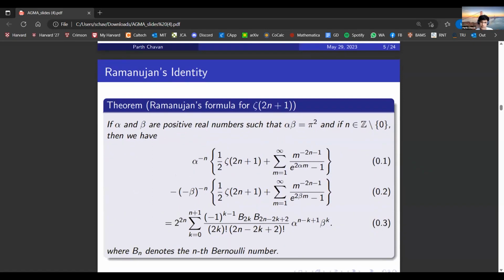We now state Ramanujan's identity for zeta of 2n plus 1, which is: for alpha and beta any positive real numbers which satisfy alpha beta equals pi squared, and n any non-negative integer, this identity holds. Notice that this Lambert series converges very rapidly, and thus this identity allows us to accurately approximate the odd zeta values. This is also a great result in computational complexity since the computation of odd zeta values is a little difficult. So this provides a series acceleration formula for odd zeta values.